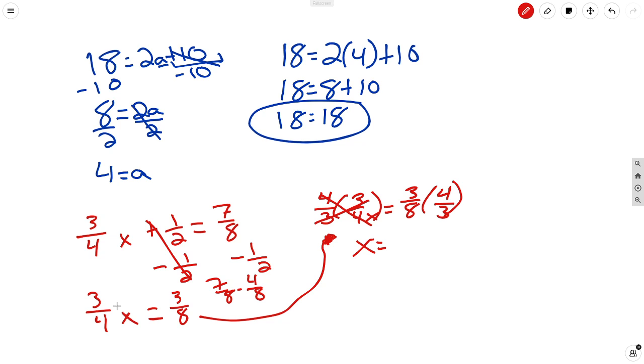3 times 4 is 12. 8 times 3 is 24. Remember, we need to simplify that. 12 divided by 12 is 1. 24 divided by 12 is 2. So x is actually going to be 1/2.